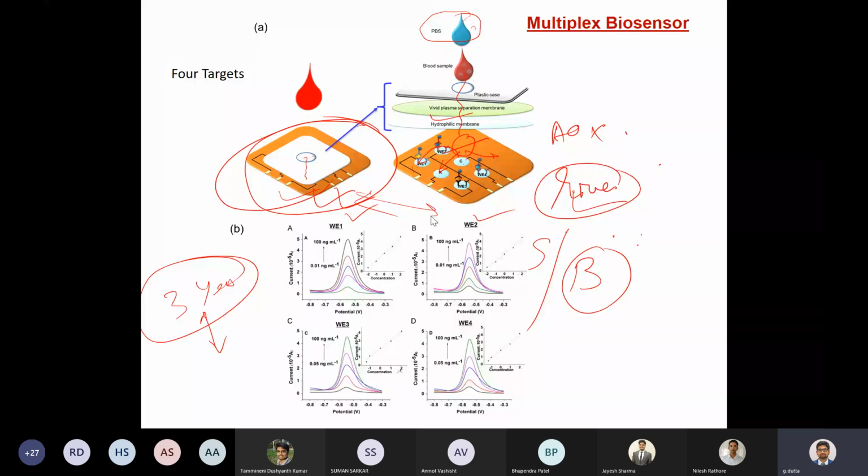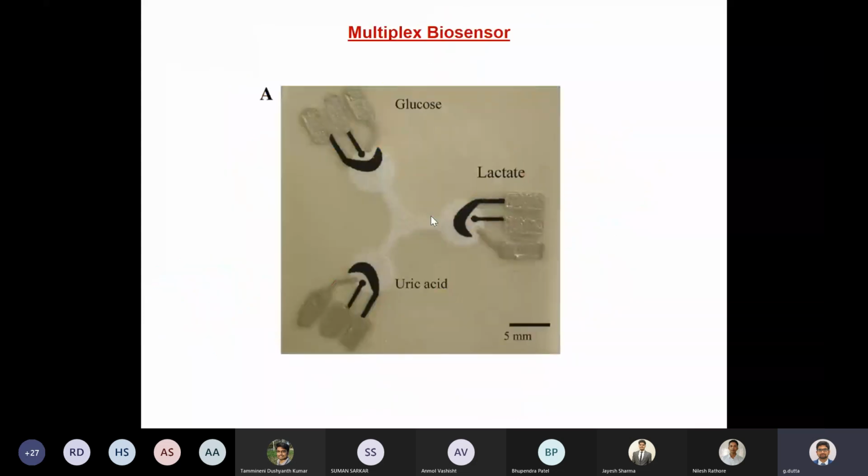Yes, sir. But you need some hard work, and once you optimize, your sensor will be in your hand. You can easily commercialize. Yeah, so in this kind of thing you can see one report, a multiplex sensor, very simple. Instead of using an antibody, you can use some enzyme, like glucose oxidase, lactate oxidase, uric acid oxidase. If you drop your sample, glucose can be oxidized here, lactate can be oxidized here, uric acid can be oxidized. So you will get the levels of glucose, lactate, and uric acid in your sample. At the same time, you will get the 3 concentration levels.